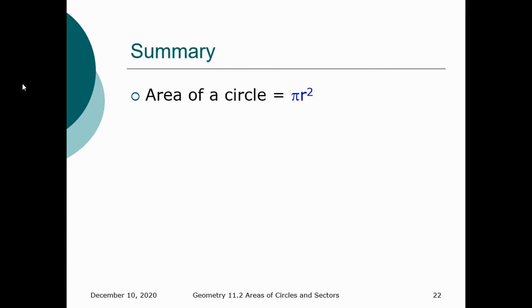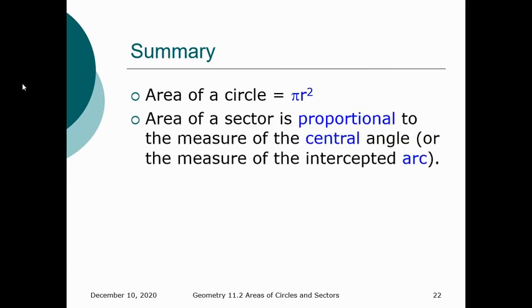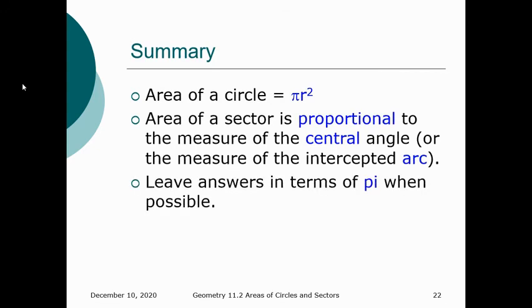So the area of the sector of a circle is pi r squared, and the area of a sector is proportional to the measure of the central angle or the measure of the intercepted arc. Leave answers in terms of pi when possible.